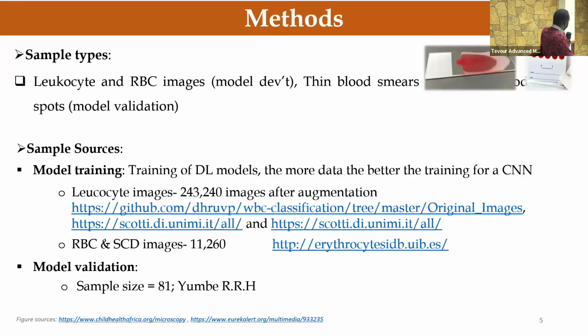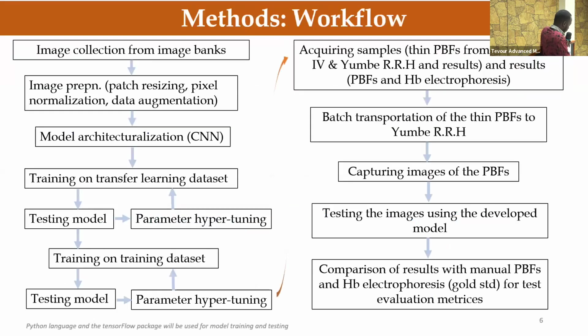This is the workflow that we are following. A collection of images from the image banks, those are publicly available images for the training of the model. And then we are preparing those images, then texturize the model, then train, and do some testing in case the model is not performing well. We do parameter hypertuning, go back until it's perfect, and then we shall validate through those samples. We validate against the gold standard done at UNHLS in Butabika. That is isoelectric focusing.